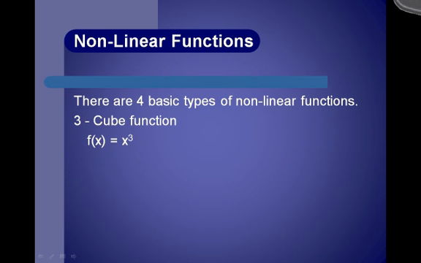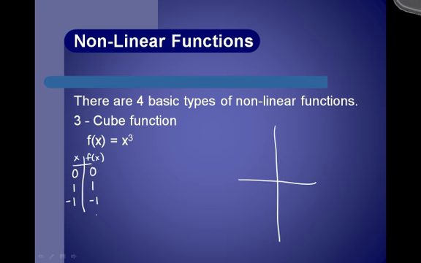The next type of nonlinear function is the cube function. Well, the cube function, or x to the third, if we just plugged in some points, if x is 0, 0 to the third is 0. If x is 1, 1 to the third is 1. If we plugged in -1, -1 to the third power is -1. If we plugged in 2, 2 to the third power is 8. If we plugged in -2, that means -2 times itself 3 times would be -8.